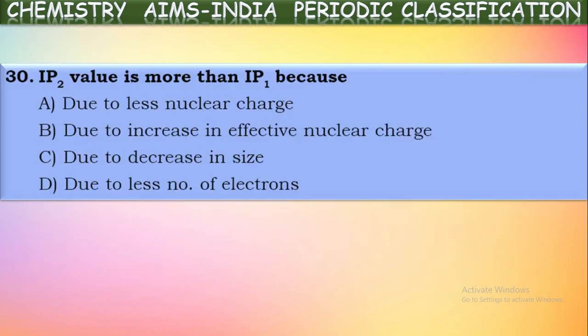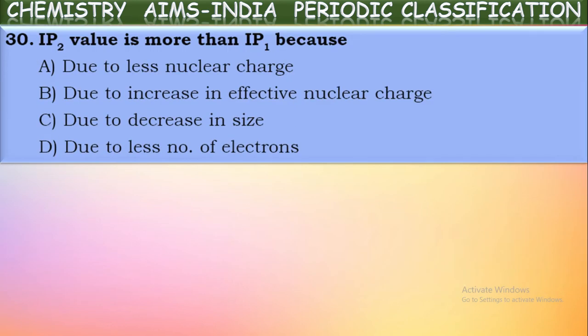Okay, next one. IP2 value is more than IP1, because for any element, IP2 value will always be greater than that of IP1 value. This is because of the increase in effective nuclear charge, that's correct. Due to decrease in size, this is also correct because as electrons are lost by the element, its size gradually decreases as the nuclear force on outer electrons increases. So due to less number of electrons, this is also correct. As the number of electrons decreases, the nuclear force of attraction on the remaining electrons will be much greater. So because of these three factors, IP2 will always be greater than IP1 for any element.